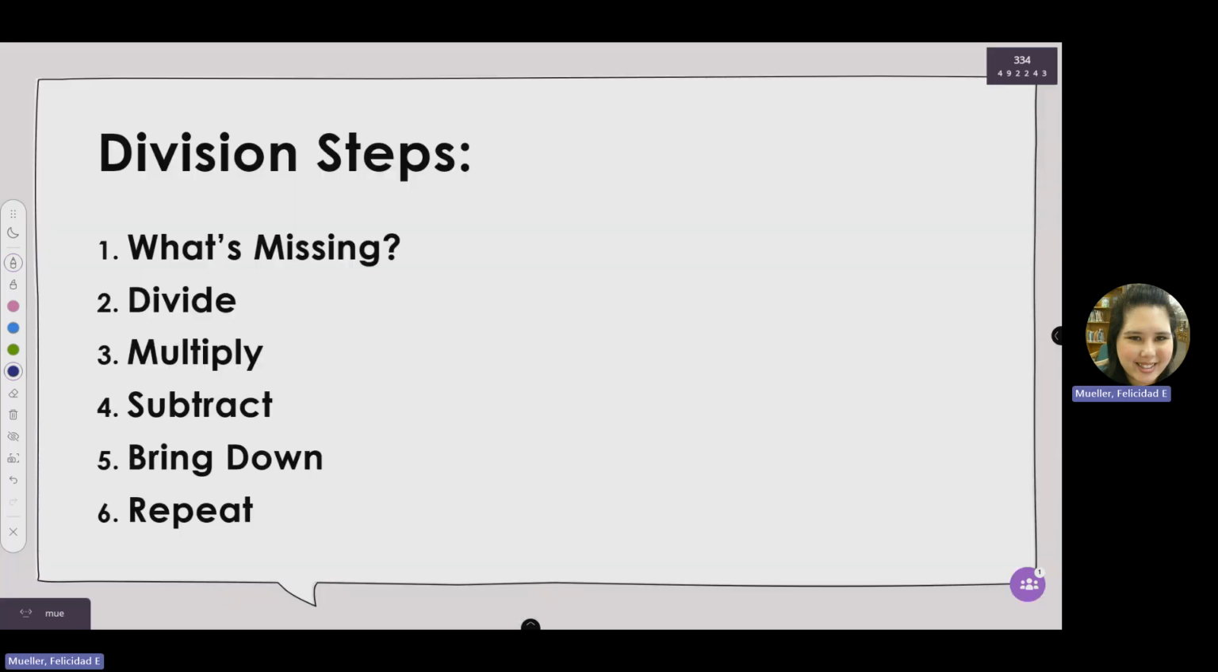And just to review some division steps that we have: what's missing. This isn't going to come into play until we get to the latter half of the lesson. It's just saying what term is missing. But as of right now, we're not going to worry about that. That's going to be done for us. Step 2 is we're going to divide, then multiply, subtract, bring down, and we are going to repeat. And when we say repeat, we're going to repeat the list starting at step 2 and move on as we go through it.